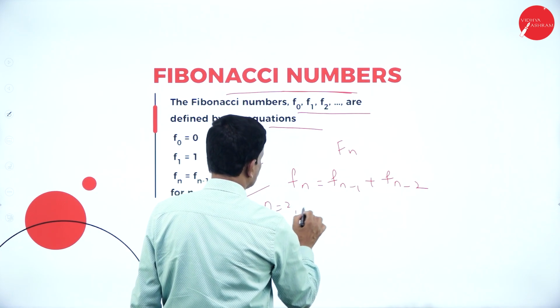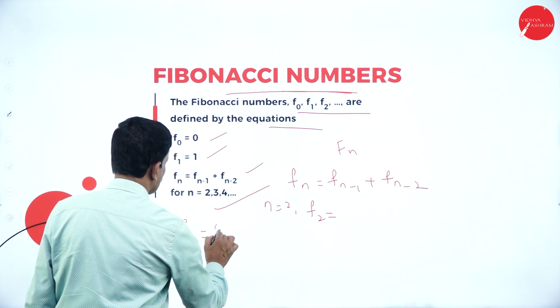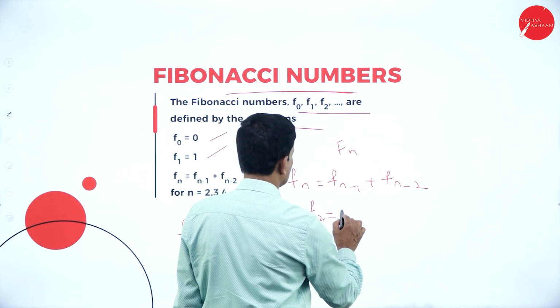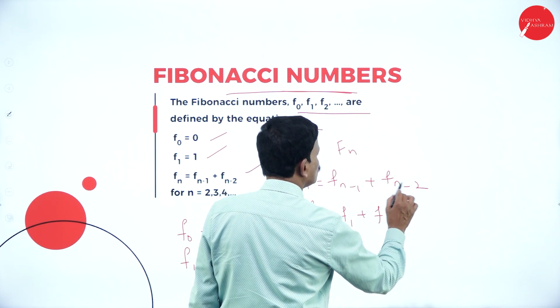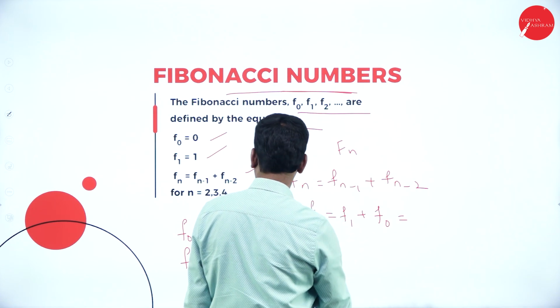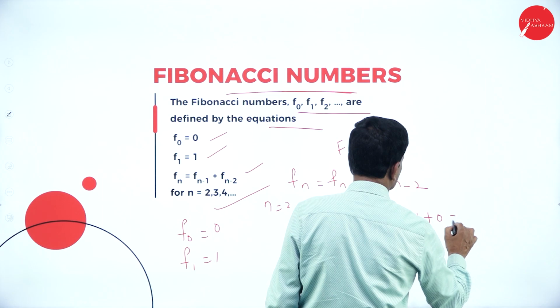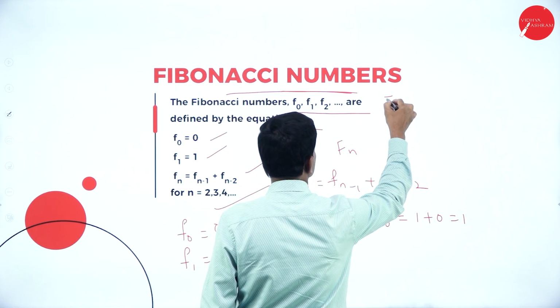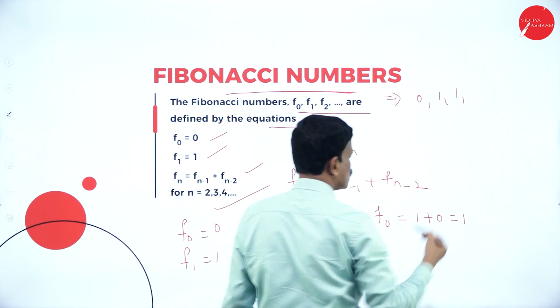If n is equal to 2, f of 2 is equal to, already we have f of 0 is equal to 0 and f of 1 is equal to 1. So f of 2 is f of 2 minus 1, which is f of 1, plus f of 2 minus 2, which is f of 0. So f of 1 is 1 plus f of 0 is 0, that is equal to 1. So the Fibonacci numbers are, first term is 0 and 1, again it is 1.